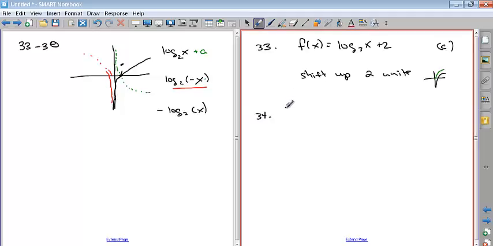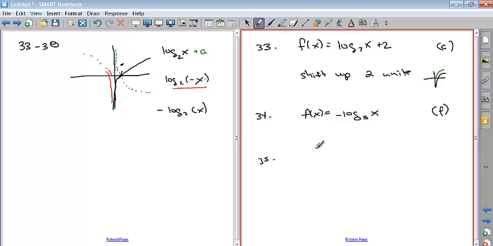Okay, 34 is f of x equals negative log of base 3 of x. So we said when you have the negative sign out here, what that does is it reflects it around the x-axis. So it's going to have to be one like this. It's going to have to be fully to the right of the y-axis. So let's look for ones that have this shape, the green shape. The only two are D and F. And D goes to the left, shifts over this way. So that's not it. So it must be F.